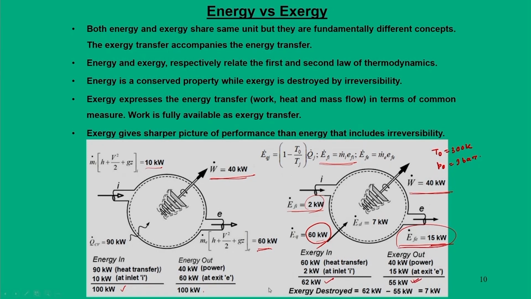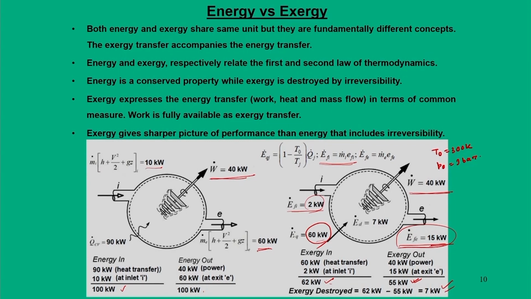So, the basic difference lies here: 100 kilowatt becomes 62 and 55 by taking into account the surrounding temperature and pressure. If you see here, there is exergy in, there is exergy out, and it is not balanced. So, it is not a conserved property, and exergy is destroyed in this process. We can find out 7 kilowatt, which is nothing but your E_D, and this amount is destroyed due to irreversibility, and it is also recoverable.